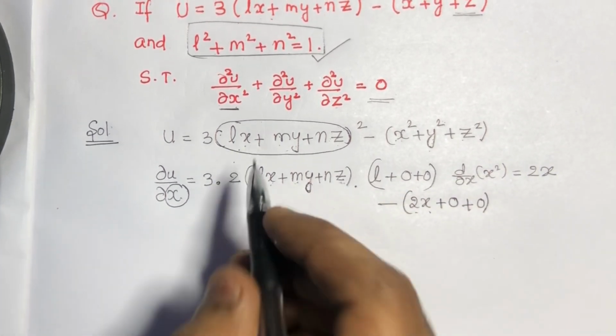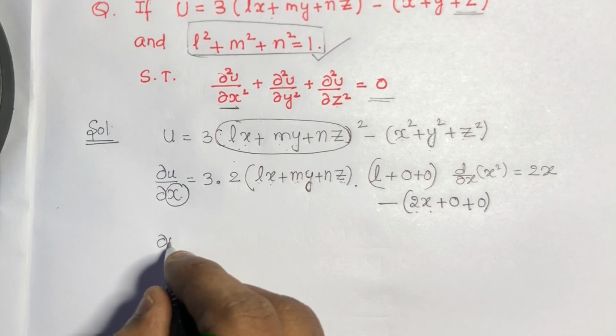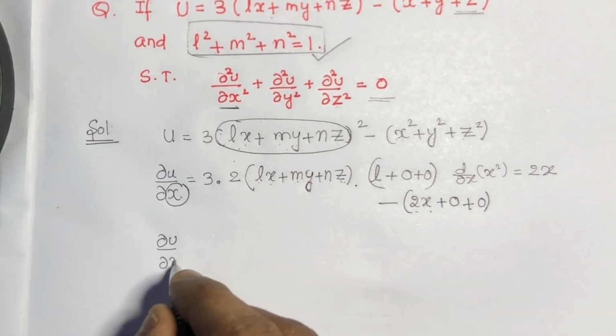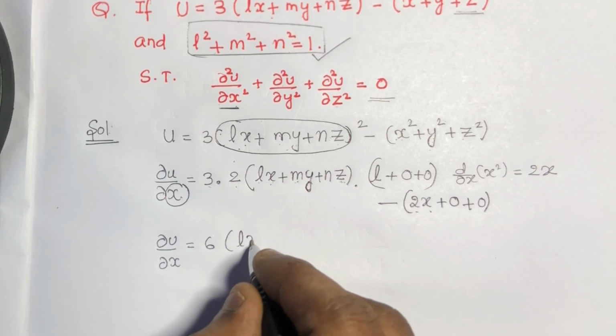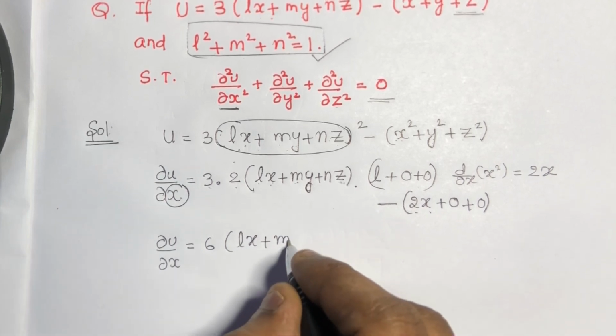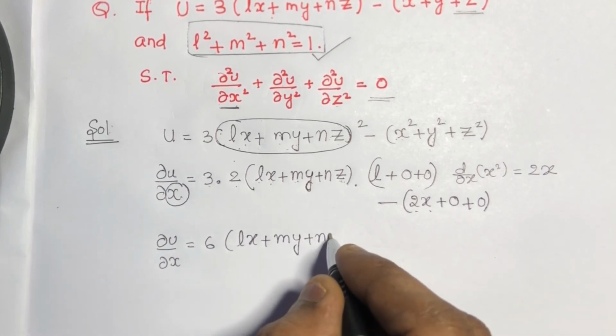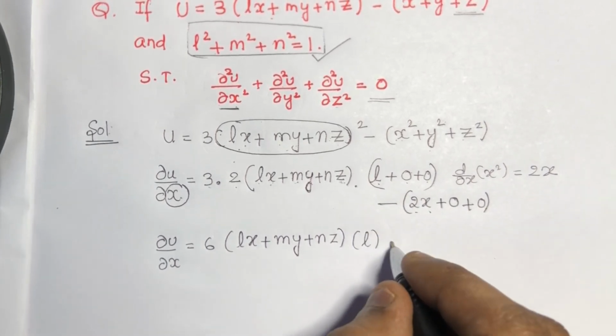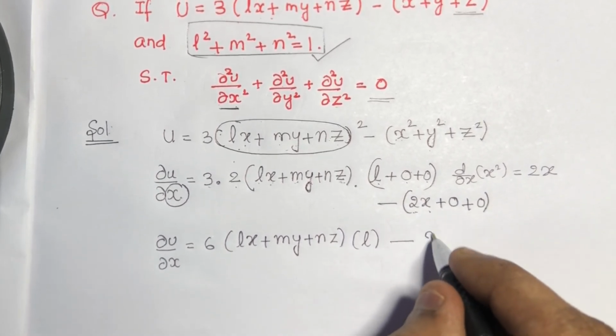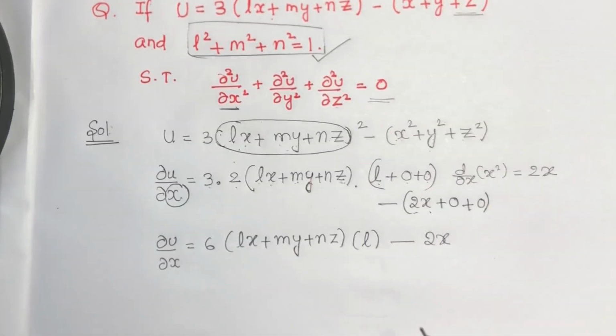And my answer is dou u by dou x is equal to 3 into 2 is 6, into (Lx plus My plus Nz) into (L plus 0), which is L, minus 2x. So this is my first differentiation.